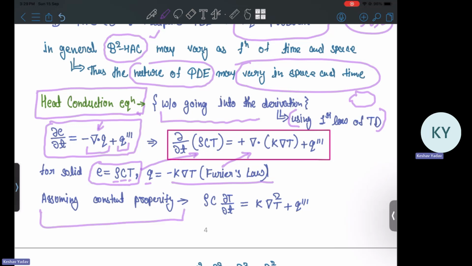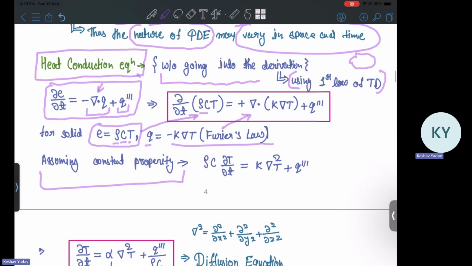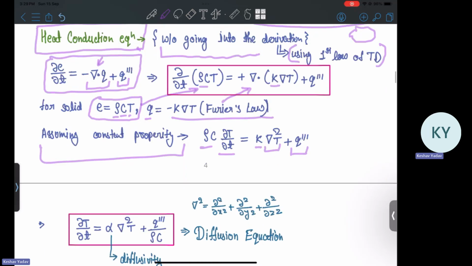Now, if we consider the properties constant, this rho C can be taken outside of the time derivative, and this K can be taken out of this divergence term. That will lead to rho C del T upon del t equal to K Laplacian of T plus Q triple prime. This is nothing but a heat conduction equation with constant property of material.